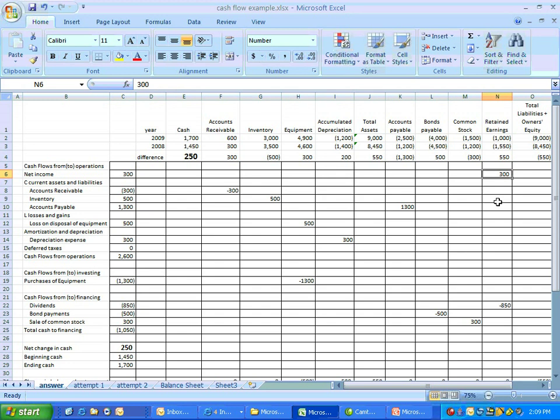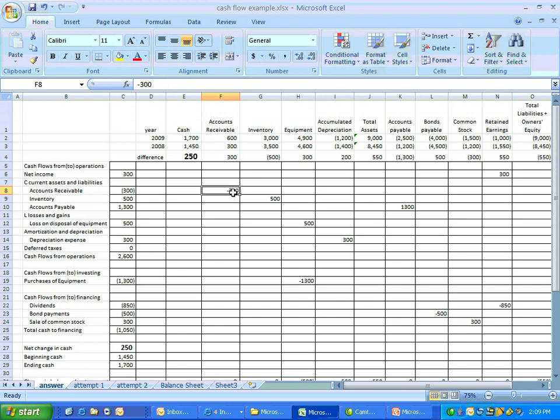So we're going to address all of the numbers, all of the change in these balance sheet accounts. Let's concentrate on the changes in current assets and liabilities. Well, what are our current assets and liabilities that we have on here? We have cash, accounts receivable, and inventory on the asset section, and accounts payable on the liability section. So let's address all of those changes.